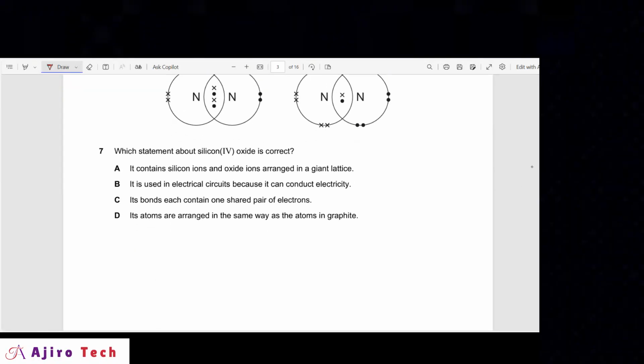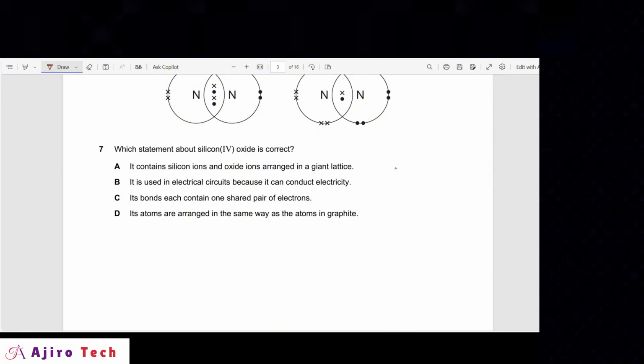Okay, so on question 7, which statement about silicon dioxide is correct? It contains silicon ions. No, it doesn't have ions because it's a covalent structure. It's used in electrical circuits because it can't conduct electricity. It's a covalent compound. Its bonds each contain one shared pair of electrons. Yes, but by the time you look at the structure, its atoms are arranged the same way as the atoms in graphite. Not exactly. So the answer to this is basically C.